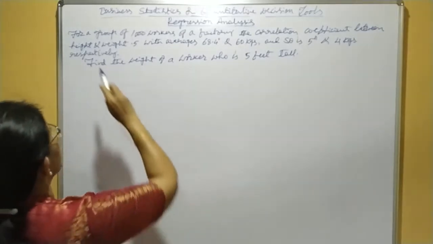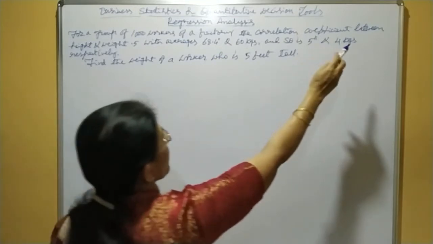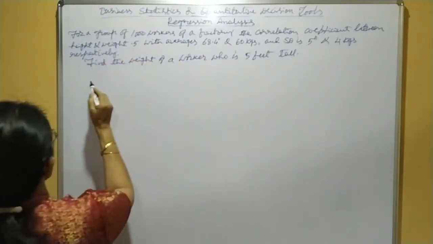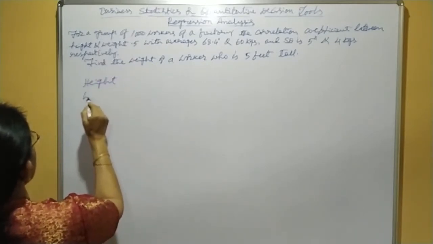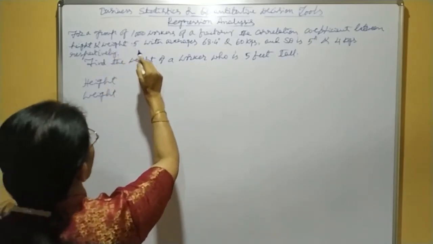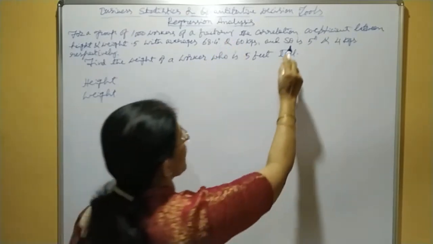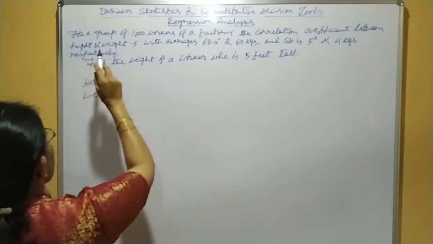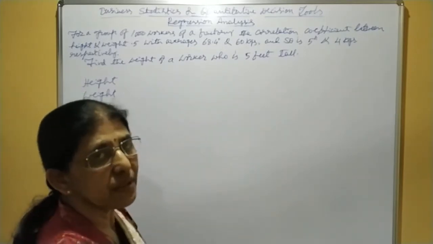See the problem. For a group of 1000 workers of a factory, the correlation coefficient between height and weight is 0.5, with averages 68.4 inches and 60 kgs, and standard deviation is 5 inches and 4 kgs respectively. Find the weight of a worker who is 5 feet tall.